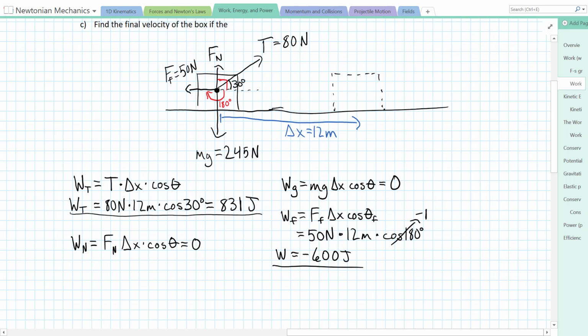So actually only 2 of our forces are doing work in this problem. Friction is doing negative work, trying to slow our object down, and tension is doing positive work, trying to speed our object up.